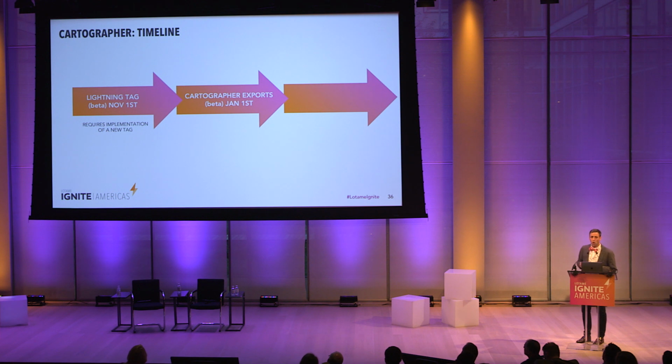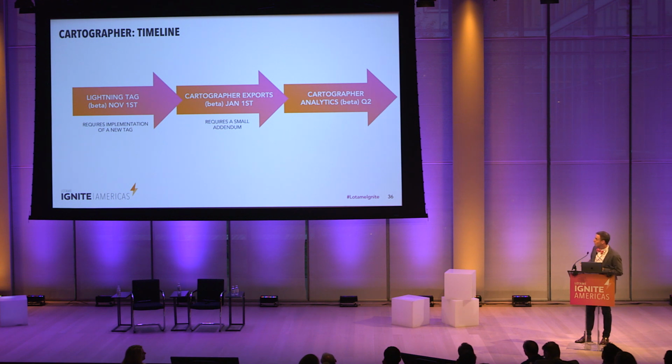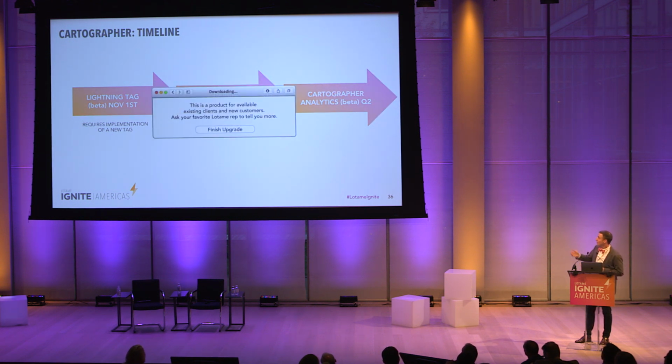And then the Cartographer will go into beta on January 1st. We could have rolled it out in December, but you're all very busy in that time. And so we thought, well, January 1st would probably be a better time for you guys to make some changes. It requires a small addendum, and then we will just turn it on, and you can start taking advantage of its capabilities. And then the analytics suite, which I haven't really touched a ton on, but essentially the people-based stats and overlap metrics, where we're giving you the 360 view of people rather than devices, will be available in Q2 of 2020. So we're super excited that this product is available for existing clients and new customers.